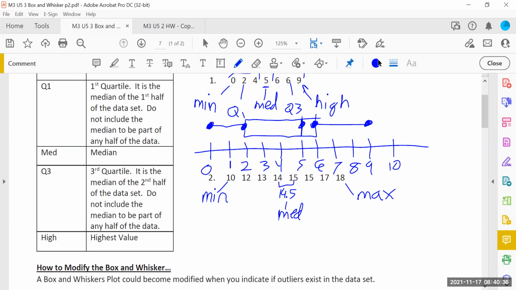Now, because there was no middle number, that 14.5 does not go with the lower or higher set, but the 14 is going to go with the lower, and the 15 is going to go with the higher for finding quartile 1 and quartile 3.